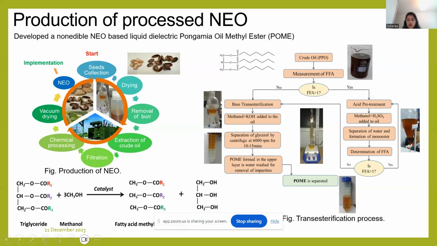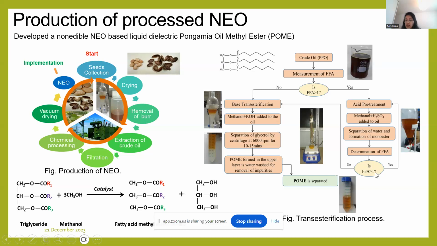We took the crude oil here, then we first measure the free fatty acid value. If it is greater than 1%, then we go for the acid pre-treatment, where we combine it with methanol and a catalyst. For the acid pre-treatment, we use H2SO4 as catalyst, added to the oil. This gives the separation of water and the formation of monoester. Then again, the FFA value, or the free fatty acid value, is determined.